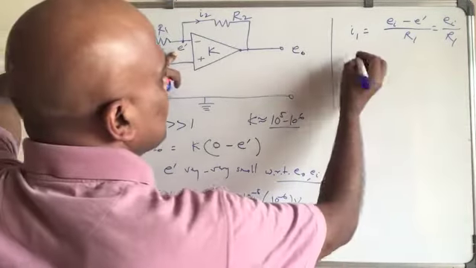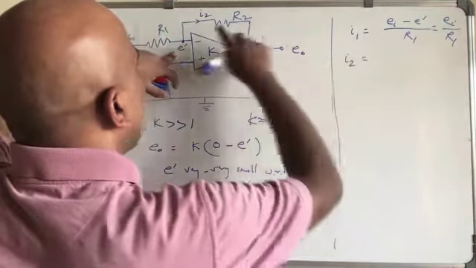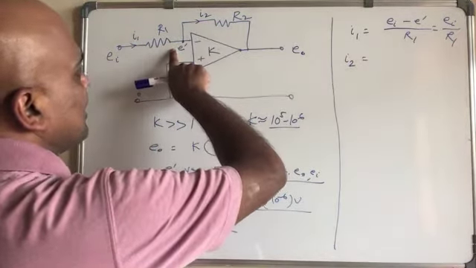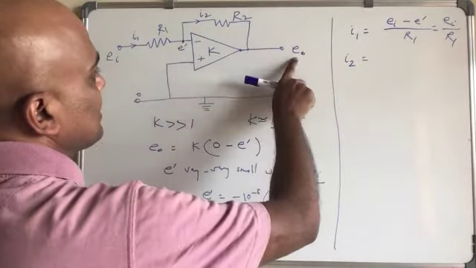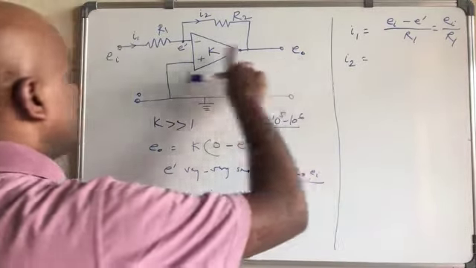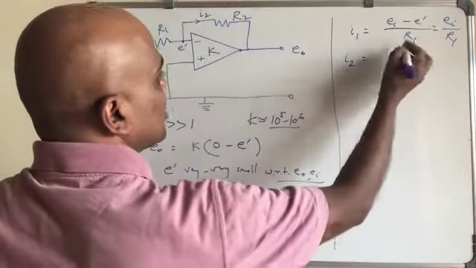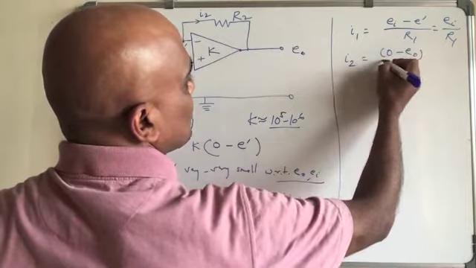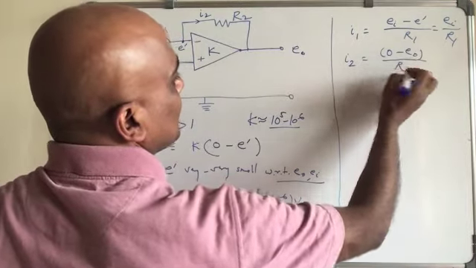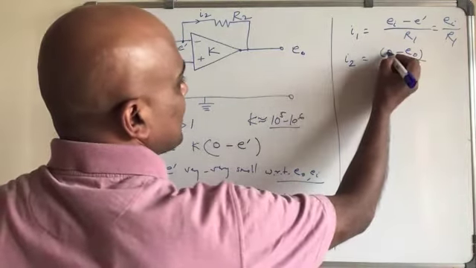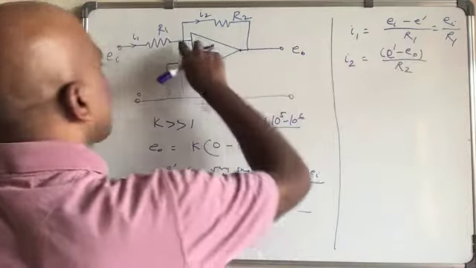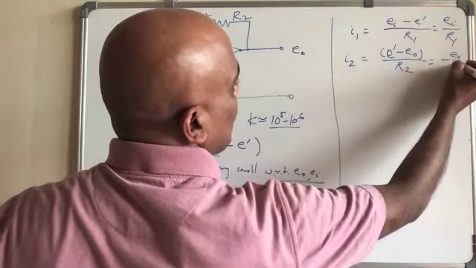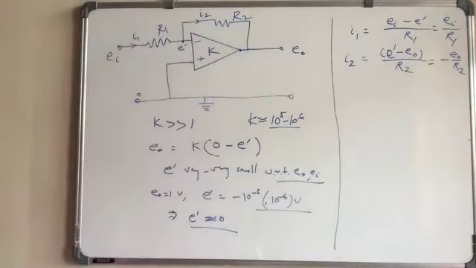Okay. Now the second thing is I2, which flows here. I2 will be, again this is 0, and this is E naught. So I2 equals 0 minus E naught over R2. Basically this 0 is E dash only, because here it is E dash, but E dash is close to 0, so hence it becomes minus E naught over R2.